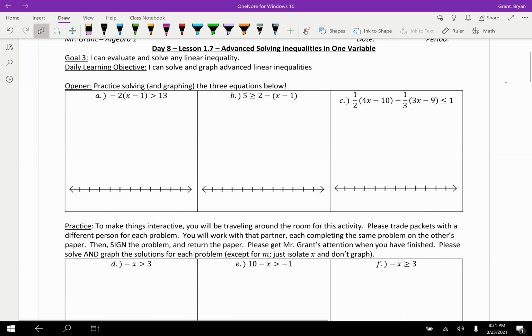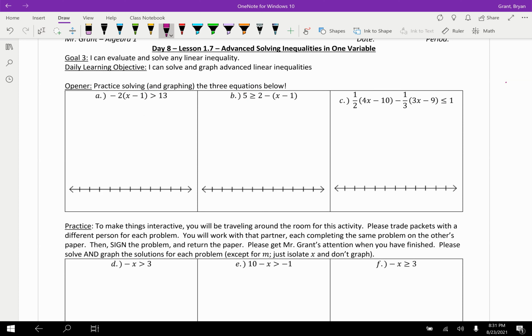It's a nice little opener here, nothing you haven't seen before. Remember, if this is the first time you're seeing this, though it shouldn't be, you can treat these inequality signs just like equal signs. And whatever you do to the left side, you have to do to the right. The only weird part is if you multiply or divide by a negative, you have to flip the direction of the inequality sign. And then at the end, we want to go through and actually graph our solutions.